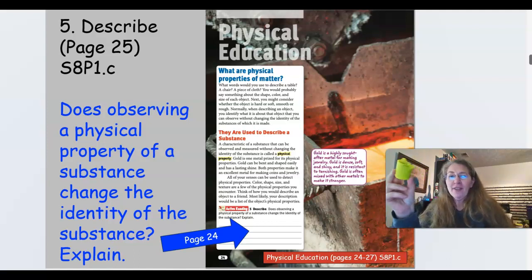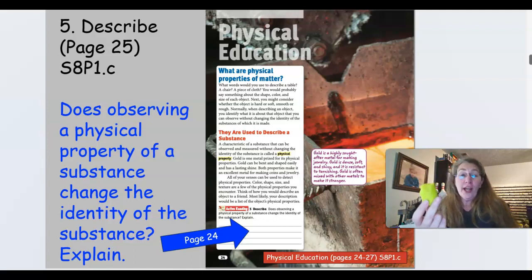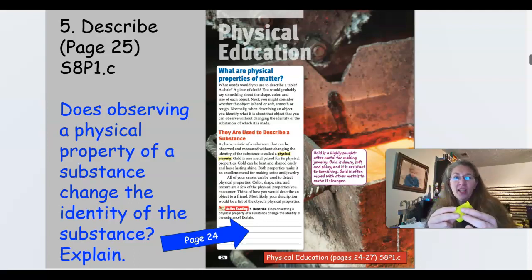So here I have some Play-Doh, and some physical properties of the Play-Doh would be it's yellow, it smells doughy, it's squishy, it's soft, it's sticky. All of those would be physical properties, things I can observe, and I haven't changed it. It's still going to be Play-Doh.